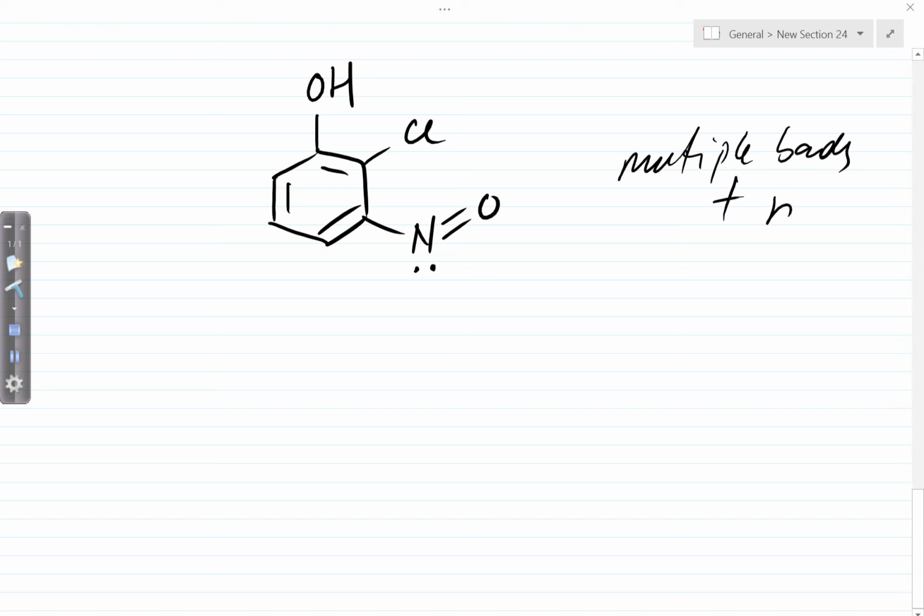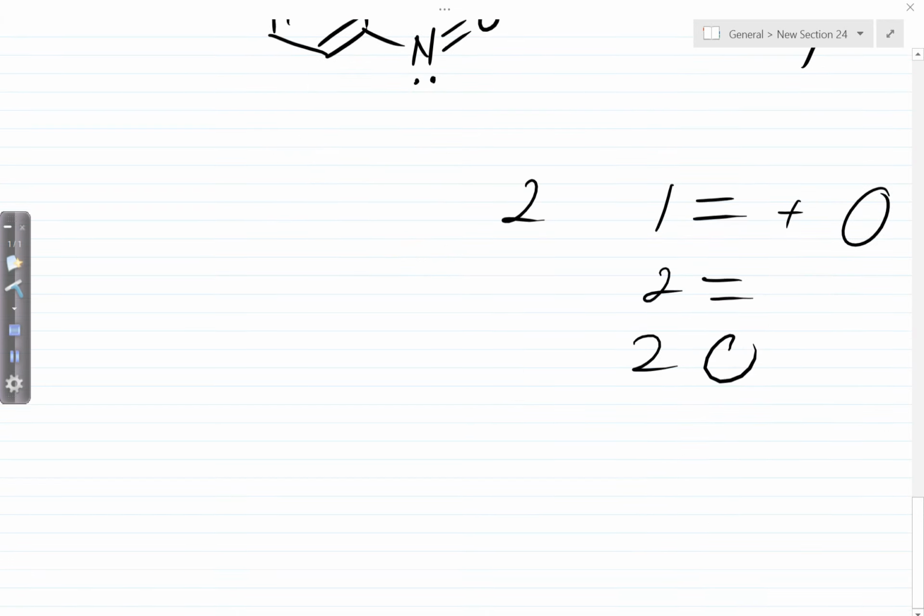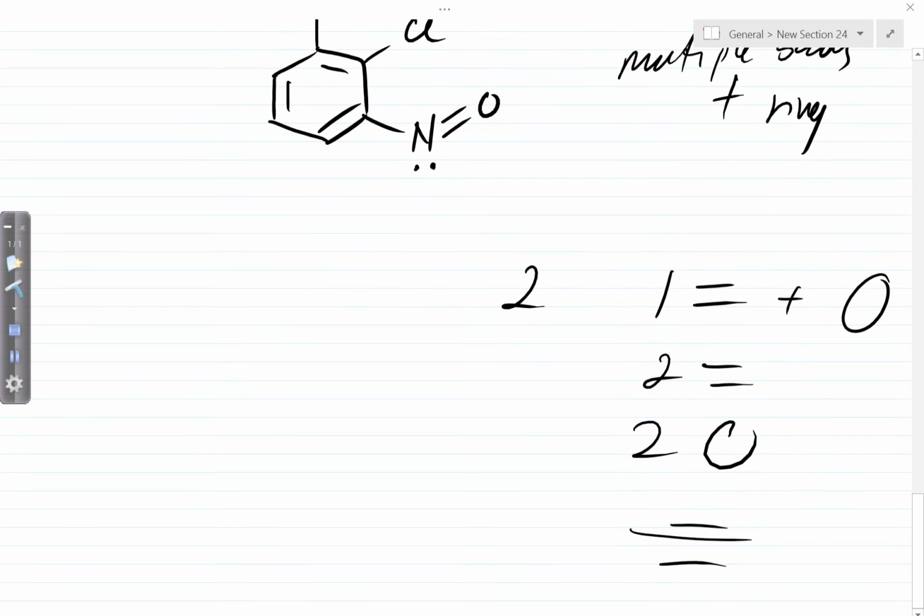plus rings. So if the degree of unsaturation is 2, it can be 1 double bond plus 1 ring, or 2 double bonds, or 2 rings, or 1 triple bond. So all of these possibilities. For this case, you really can mix and match. There are really endless possibilities.